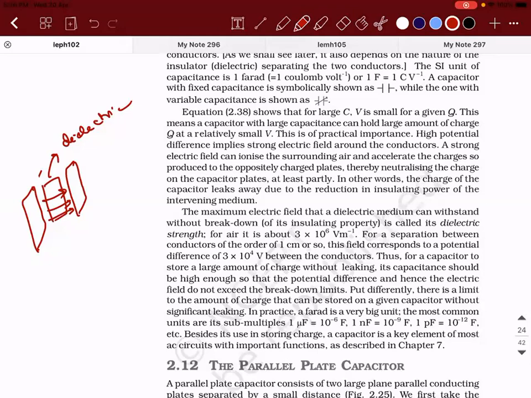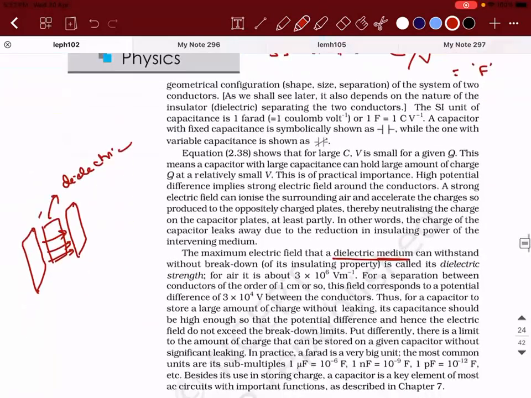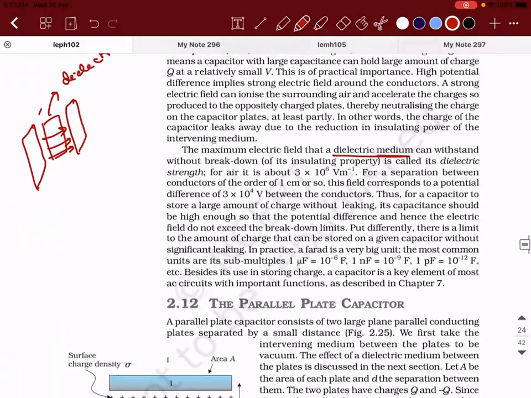So the name itself is suggesting. Dielectric strength means the strength of the dielectric, to do what? To withstand the maximum value of electric field. Okay, so make a note. The maximum electric field that a dielectric medium can, what is the page number? Page number 74 in your textbook, there is a line. The maximum electric field that a dielectric medium can withstand without breakdown is called dielectric strength.